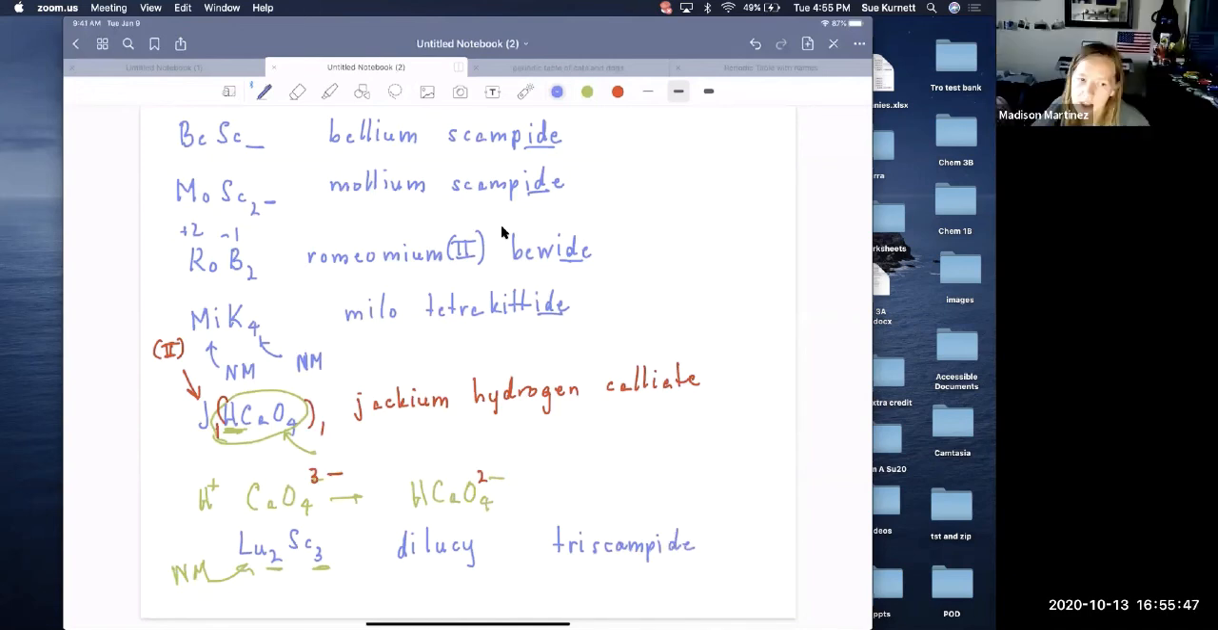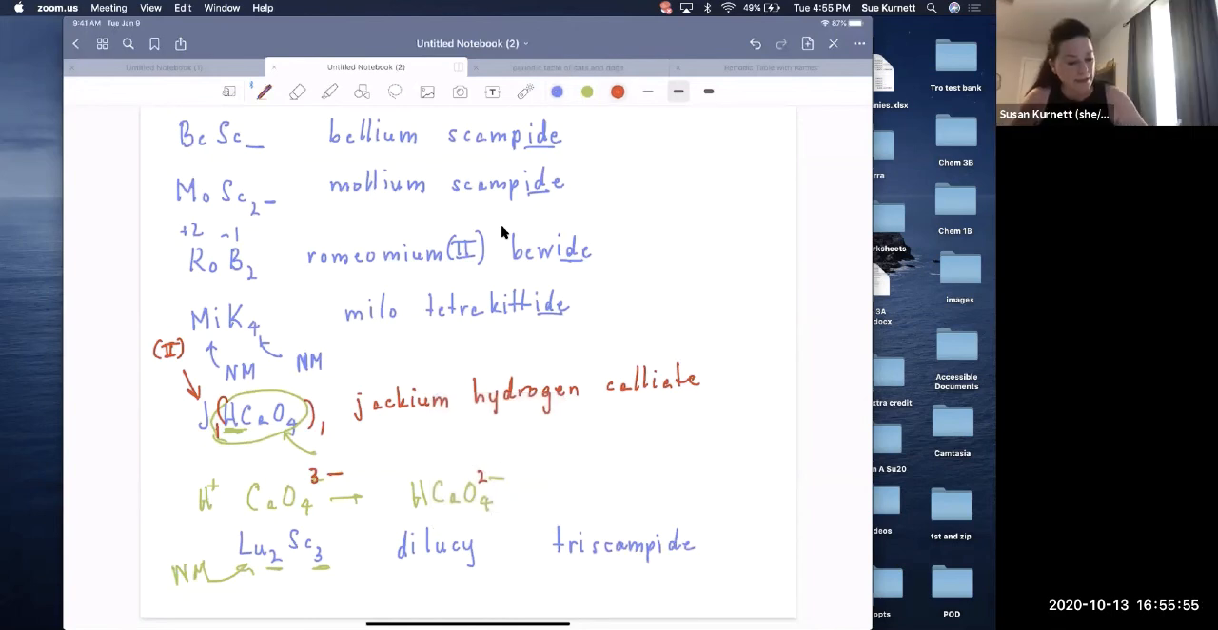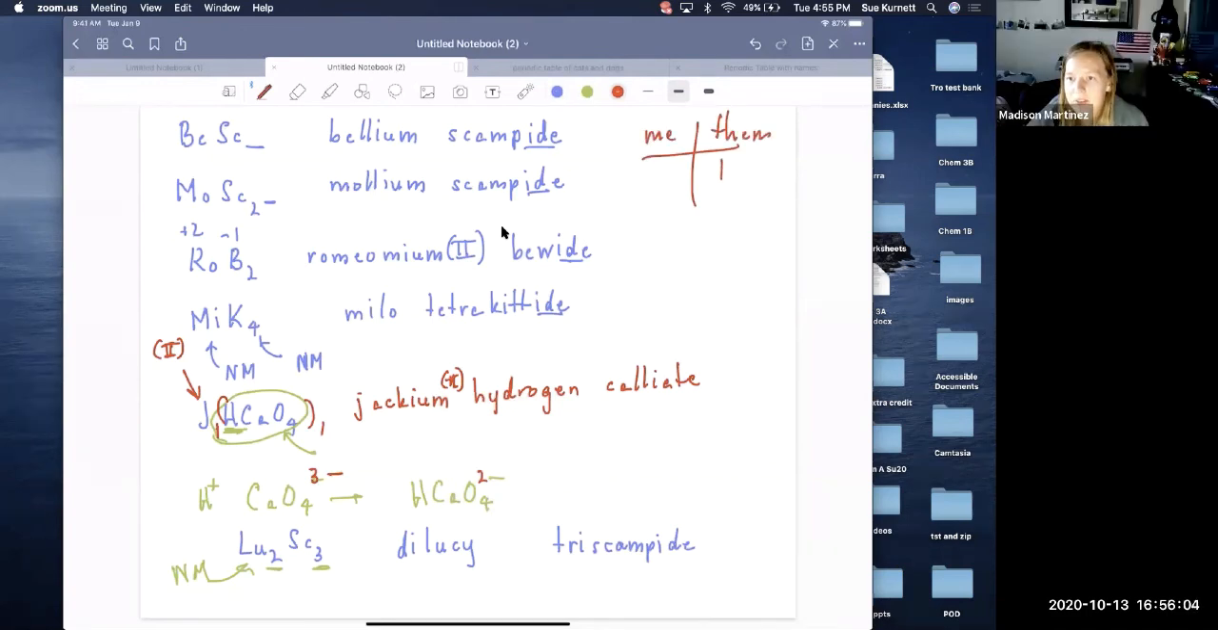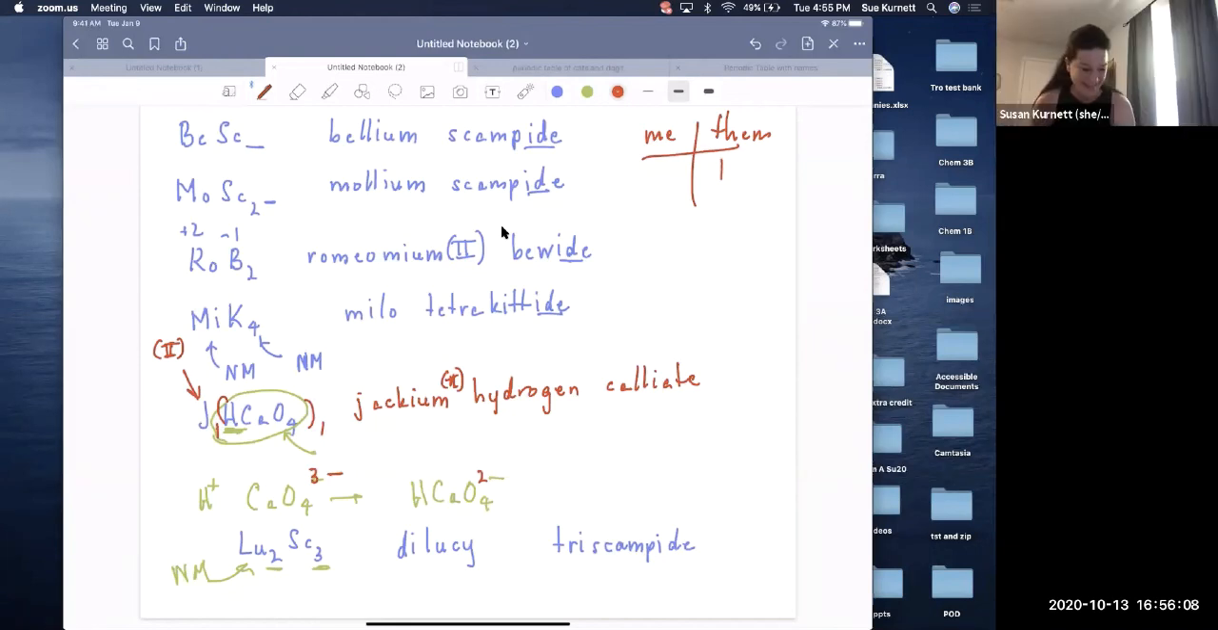A quick question regarding the last one you did, jackium hydrogen calide or calate or whatever. Shouldn't you put the charge? Yes, jackium? Madison, you're right. I would have gotten that wrong. Just making sure. No, thank you. I'm glad you said that.